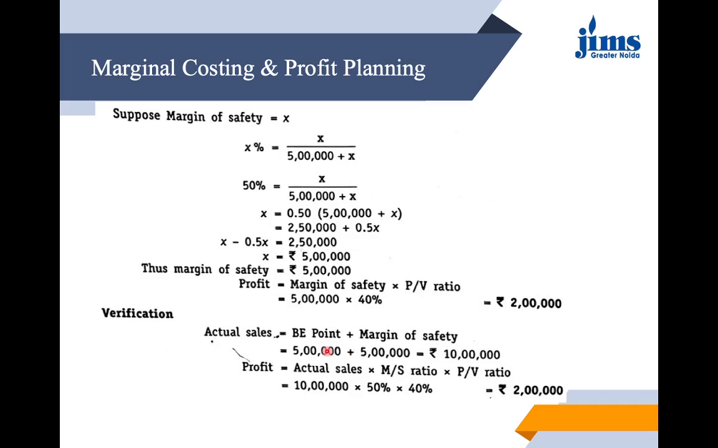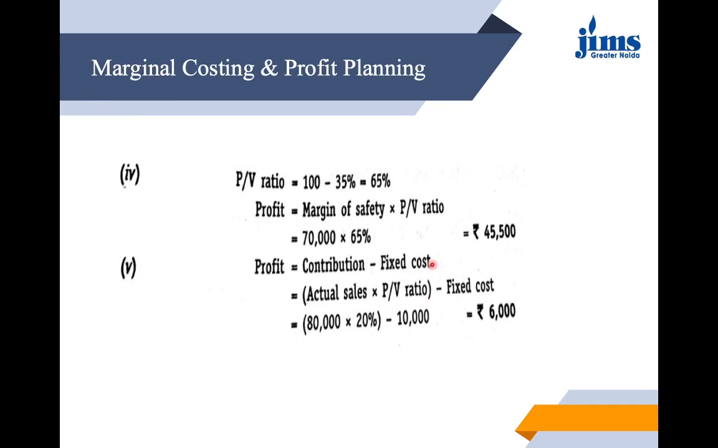We can cross check it because we know that actual sales is equal to break-even point plus the margin of safety. We can put the values, which is coming out as 10 lakh only. So it is verified at this point. For profit also we can verify. Profit is equal to actual sales into MS ratio, that is margin of safety ratio, into PV ratio, which is also coming out as 2 lakh. So it is verified.